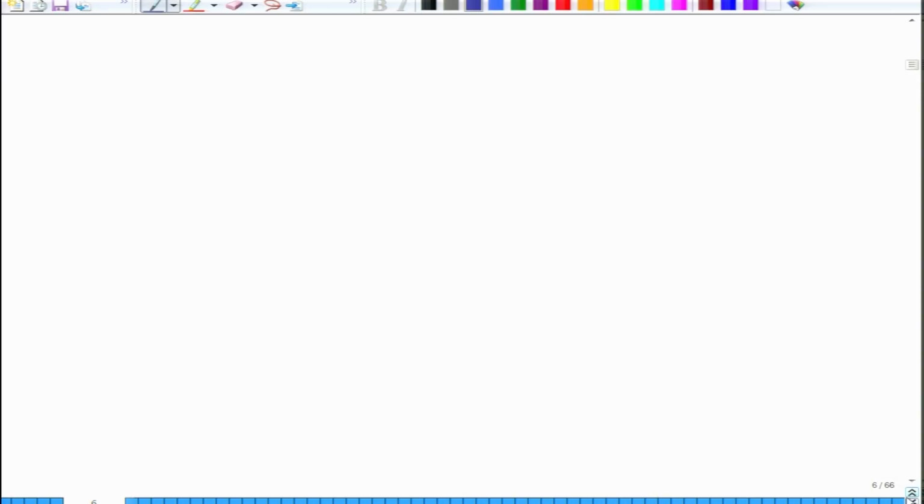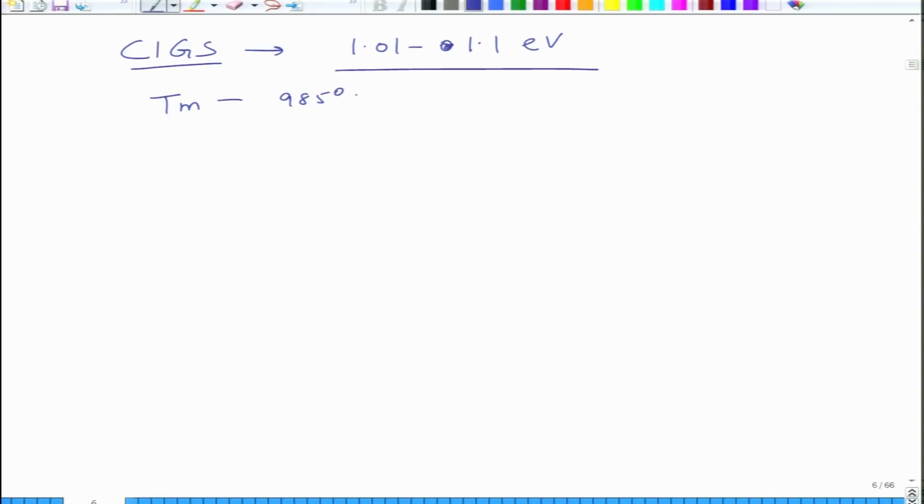So the band gap for CIGS for commercial application is between 1.01 to 1.1 eV, that is what is typically used. It has a melting point of about 985 degrees centigrade. Basically it's a material with a complex structure. It's a chalcopyrite structured material, so it belongs to the chalcopyrite category.